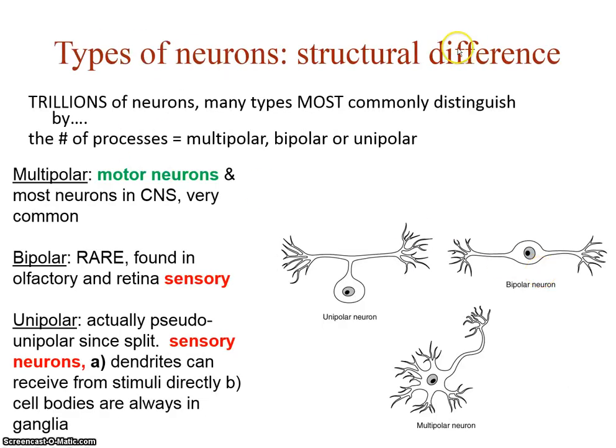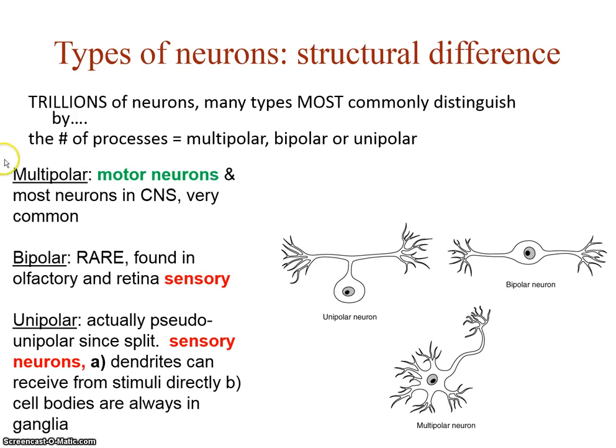All right, so types of neurons, again, the structural difference, just like we talked about structural differences in joints, with fibrous and cartilaginous and synovial. So there are trillions of neurons, many types, but most commonly distinguished by the number of processes, which are multipolar, bipolar, or unipolar, and they're shown here. All right. The multipolar are motor neurons, and that's what your model is. Any neuron that's carrying information as a response to a muscle is a motor neuron, which is why we talked about that when we talked about muscle.